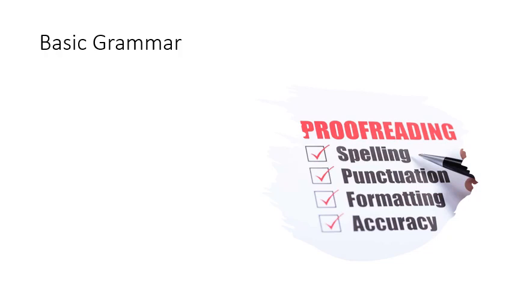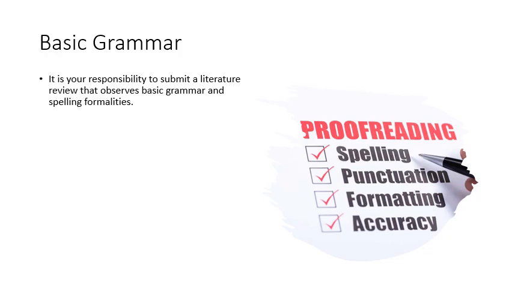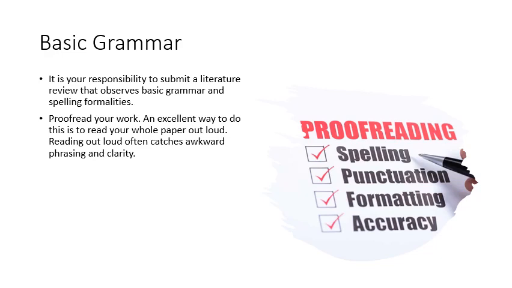So as you're writing, pay attention to basic grammar. It's your responsibility to submit a lit review that observes basic grammar and spelling formalities. So you're going to have to proofread your work. One good starting point is to read your whole paper out loud, because as you're reading out loud, you're going to catch awkward phrases or things that aren't very clear, especially if you're reading to someone else. They'll tell you if it doesn't make sense.